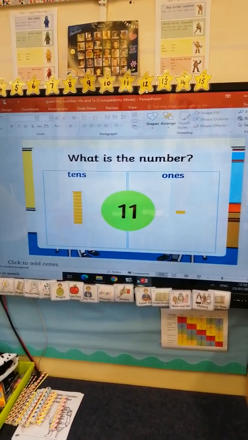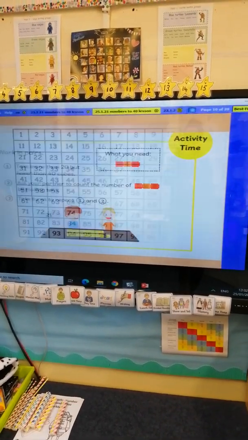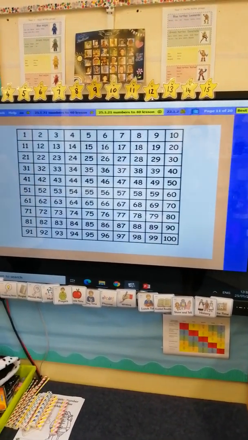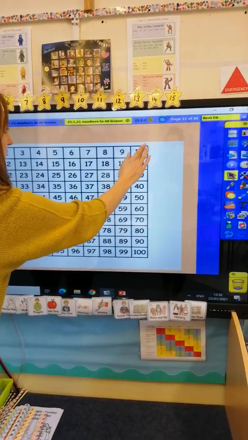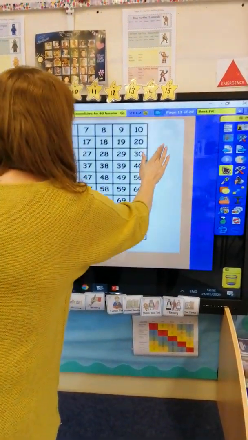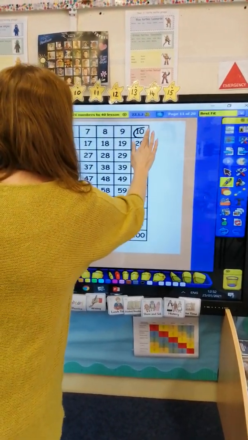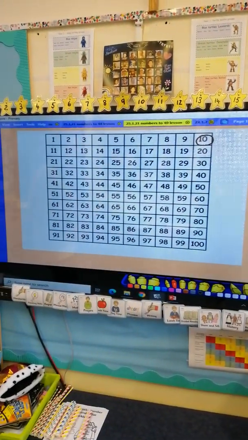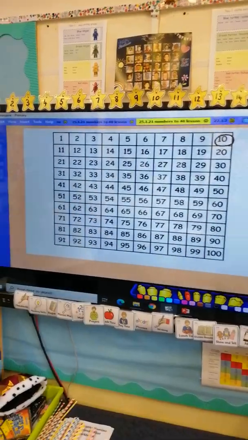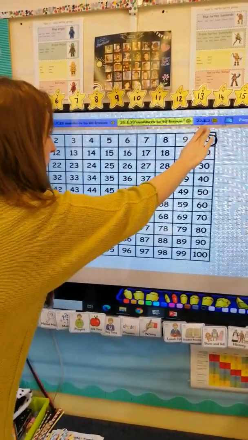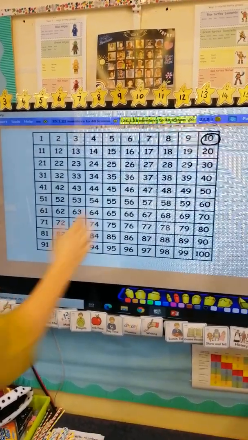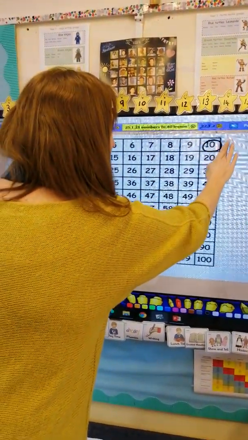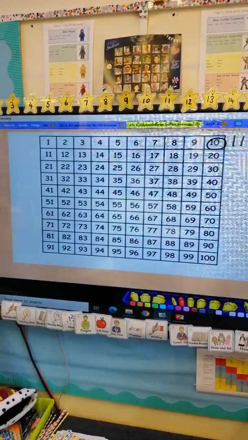If I go back to my flip chart, we had 110, 1, 2, 3, 4, 5, 6, 7, 8, 9, 10. Oh, I need a pen. That might be helpful. And I'm going to jump on one more. So I'm going to go 10 and jump on 1. Oh, hold on a minute. I can't jump on 1. 11 isn't here. 1 more than 10 is 11.